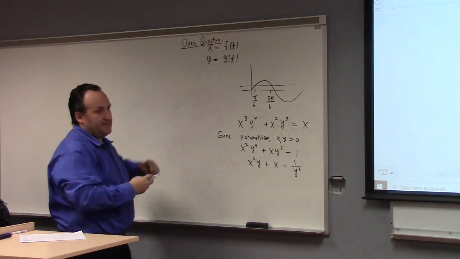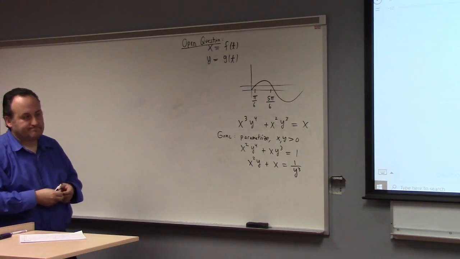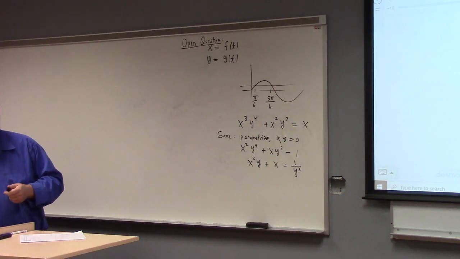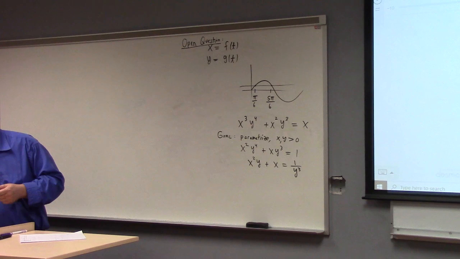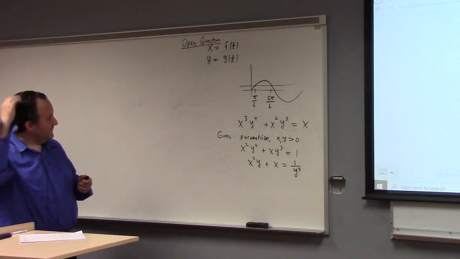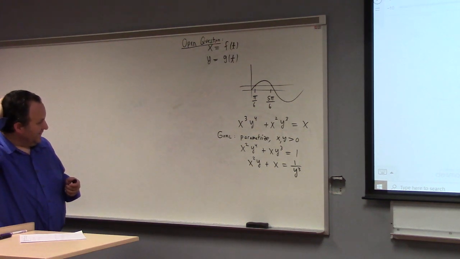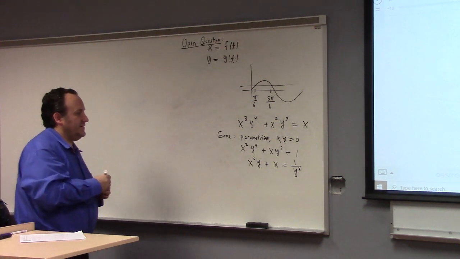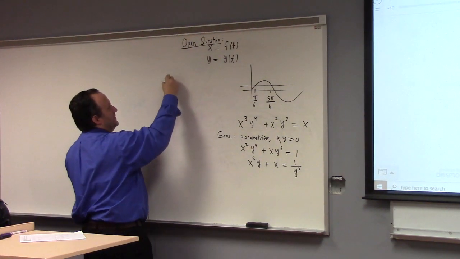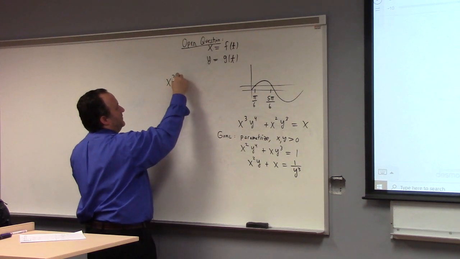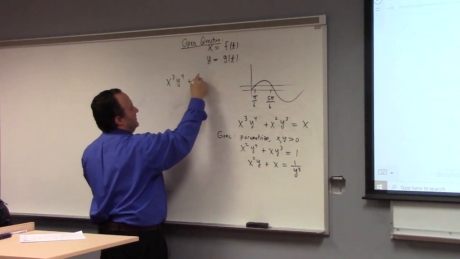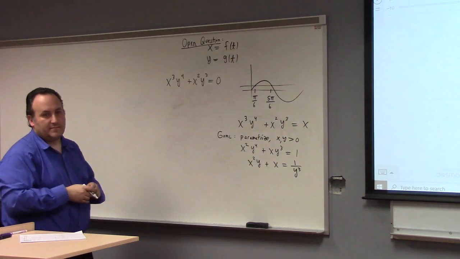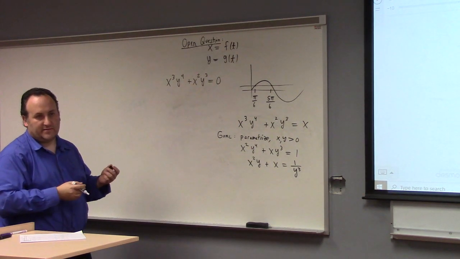Can you find these, right? I can't at the moment, so I'll have to try again. Let's see here. Now, if I change this ever so slightly, right? If I do, say, x cubed y to the fourth plus x squared y cubed equal to 0, well, then I can parameterize it.